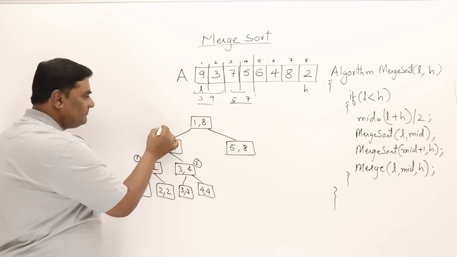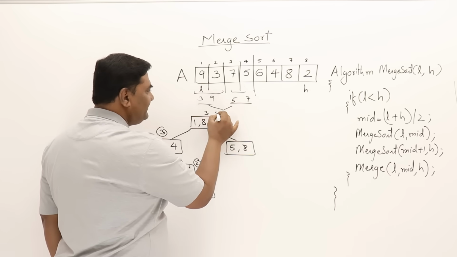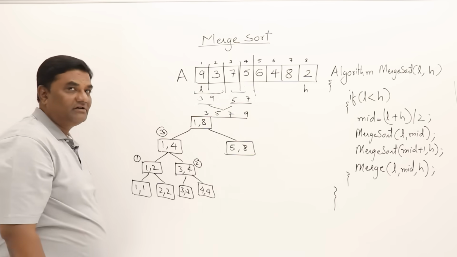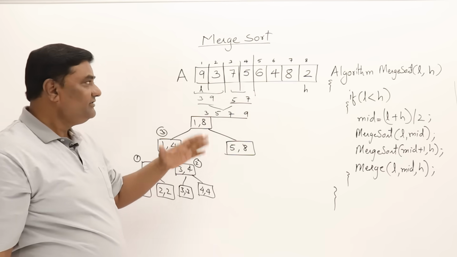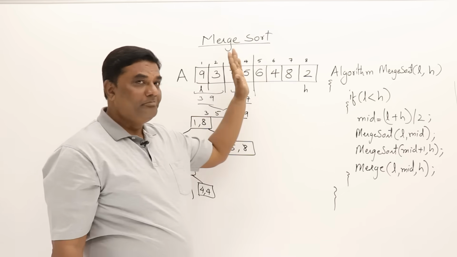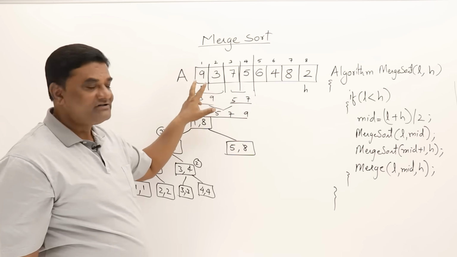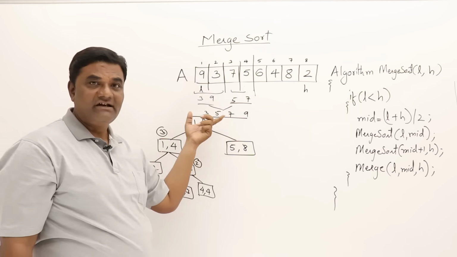So this is the third merge. It will merge these two. So the result is 3, 5, 7, 9. Now this side is sorted. Actually we have to sort this whole array. Break it and break it and break it. Now 2 elements merge, 2 elements merge. Now merge these two also. So this side is sorted.